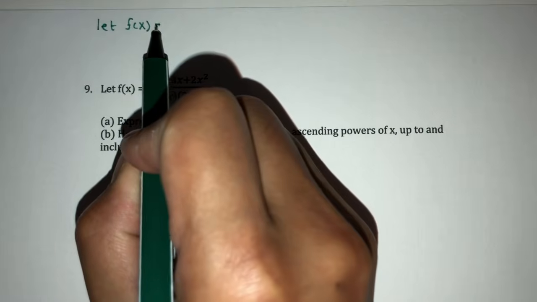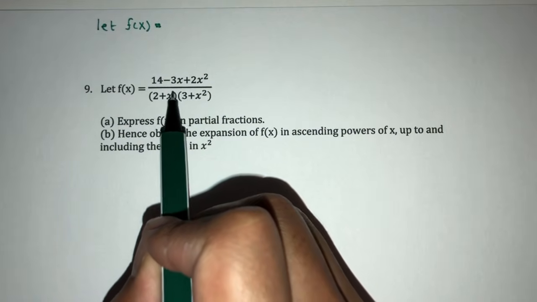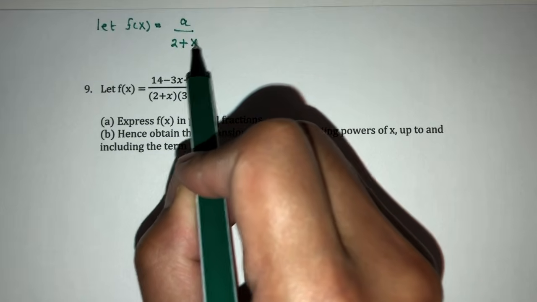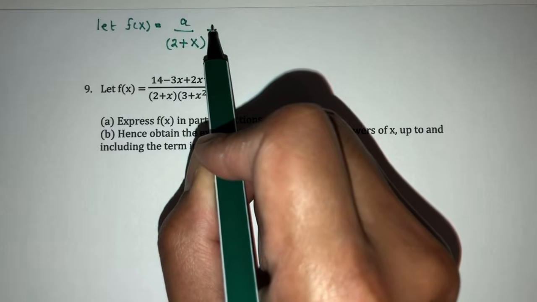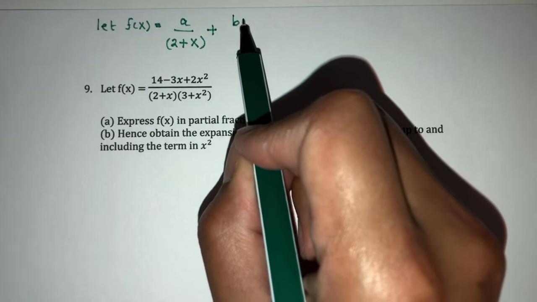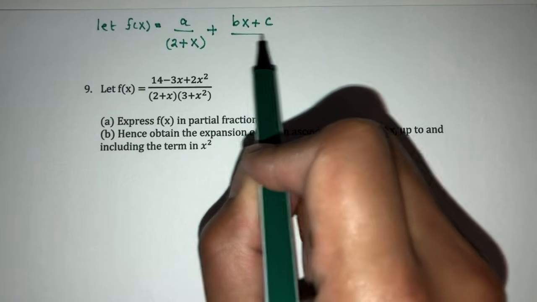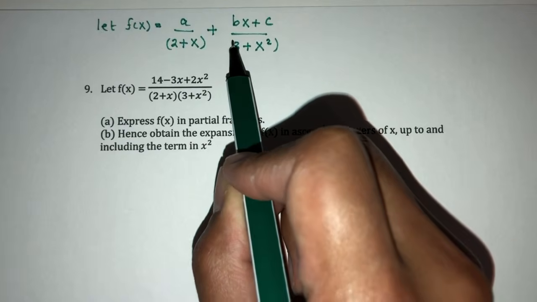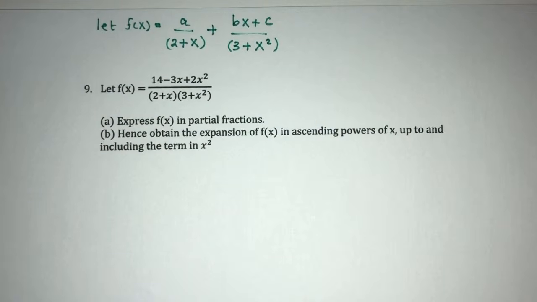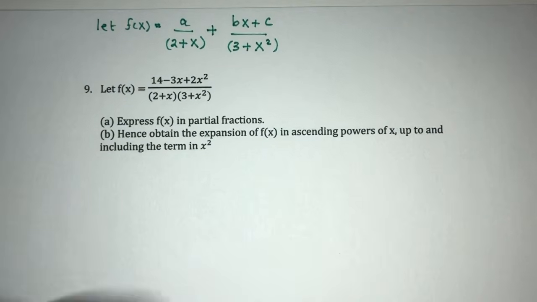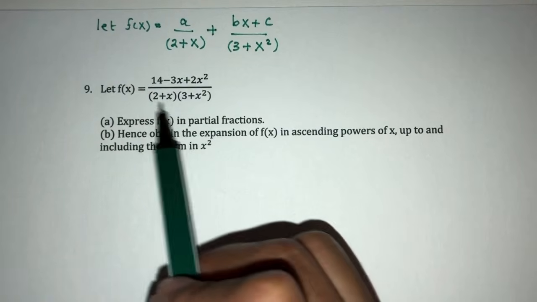F of x equal to, because here the factor is linear, we can write A over 2 plus x, and here we have the plus, and because here it is a quadratic factor, we have to write Bx plus C over 3 plus x squared. Now, linear here just means the power of x is 1, and quadratic means the power of x is 2. That's what it means. That's the first step.